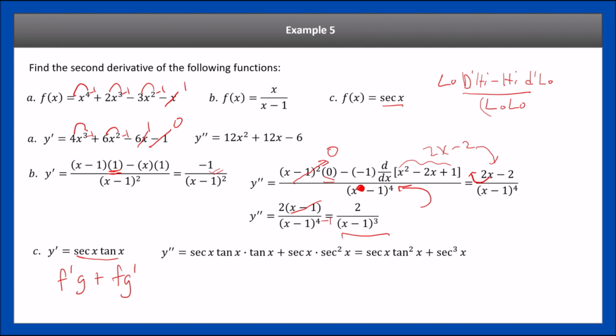So here, this is the derivative of secant. Let me make sure I make this clear. That's the derivative of secant, and then times tangent right there. And then the next part is the derivative of tangent, which is secant squared, and then times secant. And that's how we get it. We just multiply them. This is going to be to the first power, and then to the second makes to the third power. And this is our derivative.